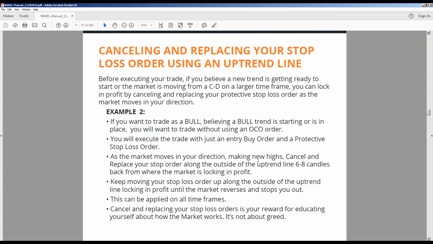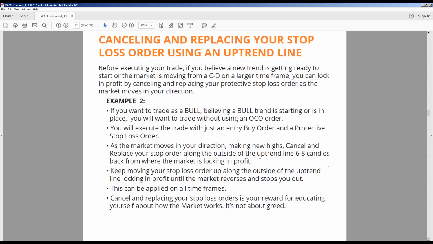Now, as the market moves in your direction making new highs, cancel and replace your stop order along the outside of the uptrend line 6 to 8 candles back from where the market is, locking in profit. Keep moving your stop loss order up along the outside of the uptrend line, locking in profit until the market reverses and stops you out. And this can be applied on all time frames.